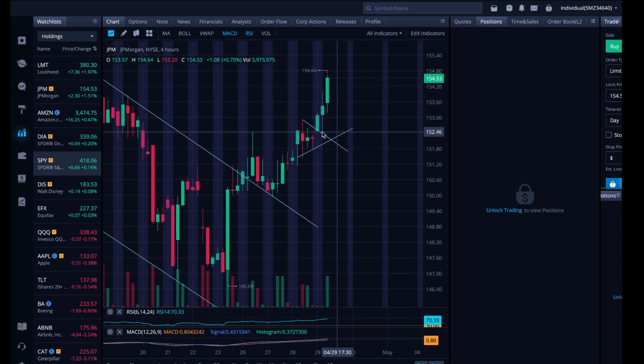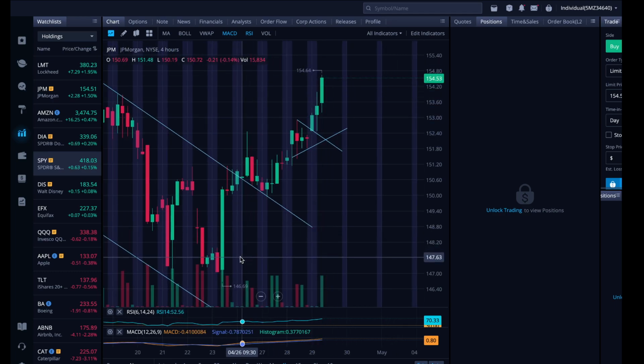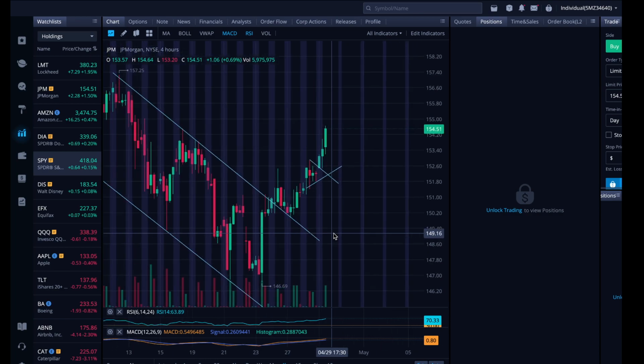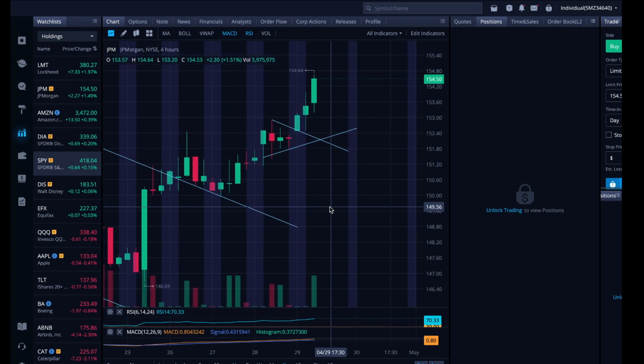So we have our symmetrical triangle. We broke that. We look for the follow through. And if you're already in, then even better, you're gaining more conviction. And then here we just have our huge candle with increasing volume, beautiful volume right here. So that's basically explaining a little bit of our symmetrical triangles.